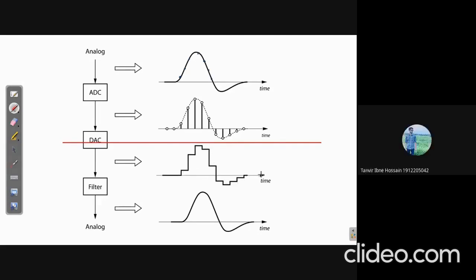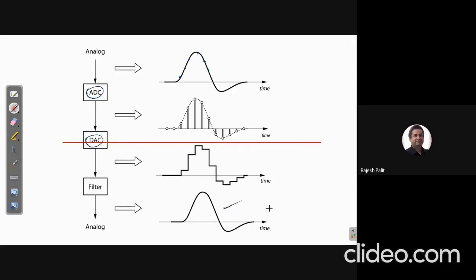Now at the receiver end, we do the opposite. Using a filter, we make it an analog signal again. There will be some loss of data, but this is just a perfect scenario. So this is called the analog to digital converter, digital to analog converter, and then we got this, and then using a filter we get this.